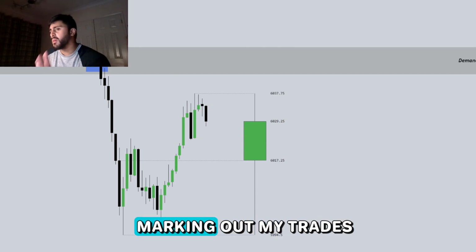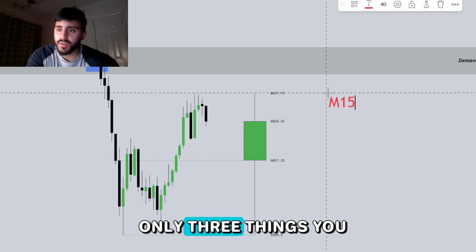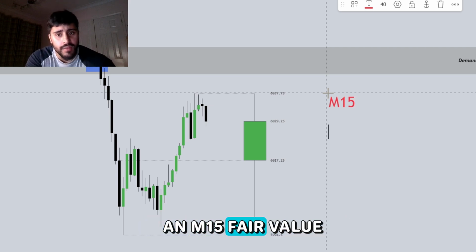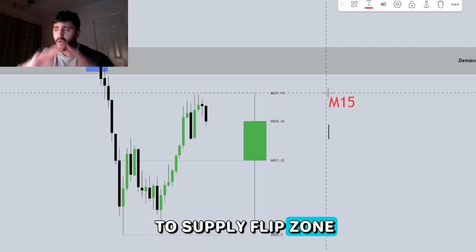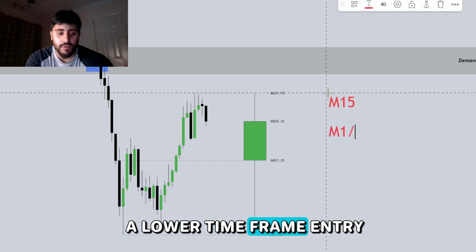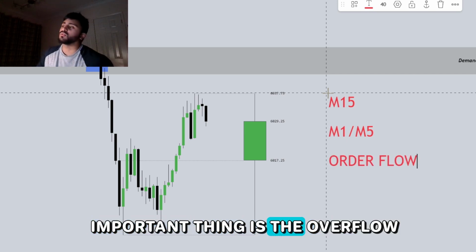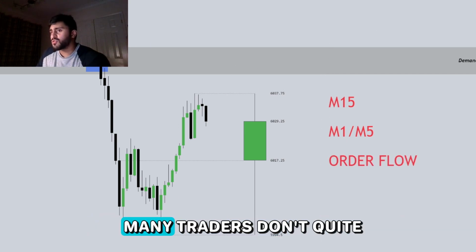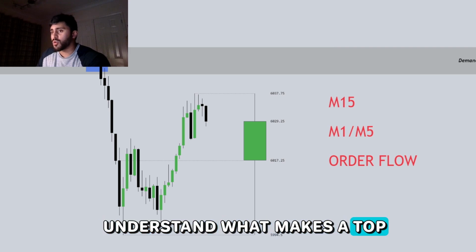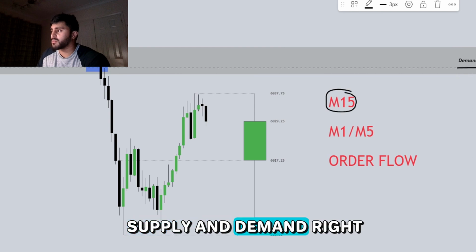So remember, when I'm marking out my trades, there's typically three things I look for. Only three things. We want to look for an M15 fair value gap or a demand to supply flip zone. That's very important. Then I want to see a lower time frame entry, either the 5-minute or the 1-minute. And then the most important thing is the order flow. Many traders don't quite understand what makes a top fair value gap. We've been over it in terms of liquidity and in terms of supply and demand.